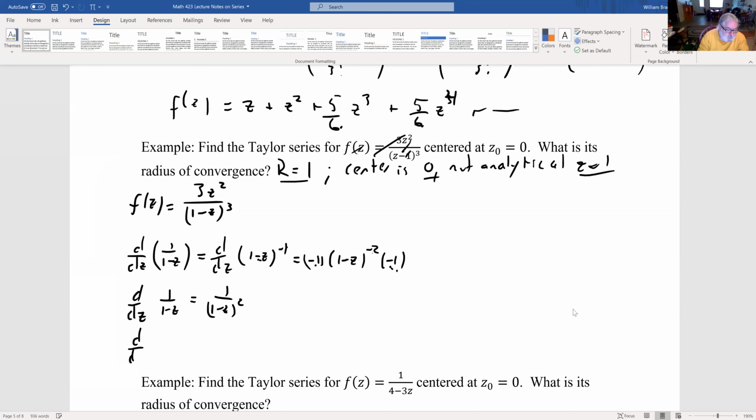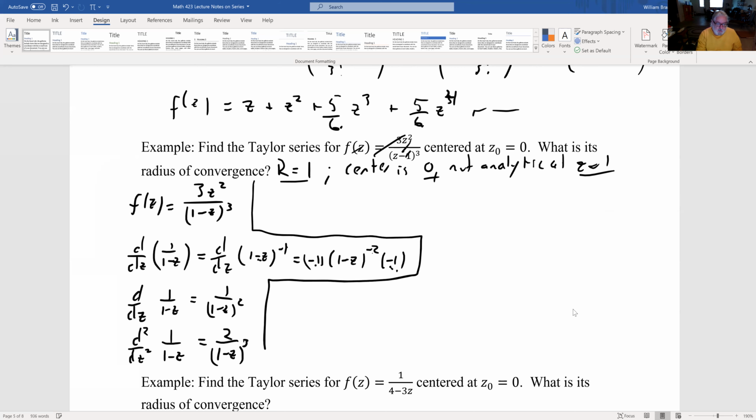And then if you take the second derivative of 1 over 1 minus z, you'll get that to be 2 over 1 minus z cubed, right? And it's not too hard. So how can we find a Taylor series for this thing? Well, we'll start with 1 over 1 minus z is 1 plus z plus z squared plus dot dot dot for modulus of z less than 1. The derivative of 1 over 1 minus z is 1 over 1 minus z squared.